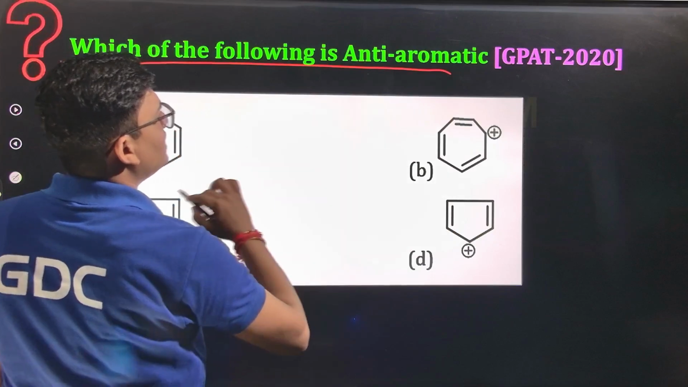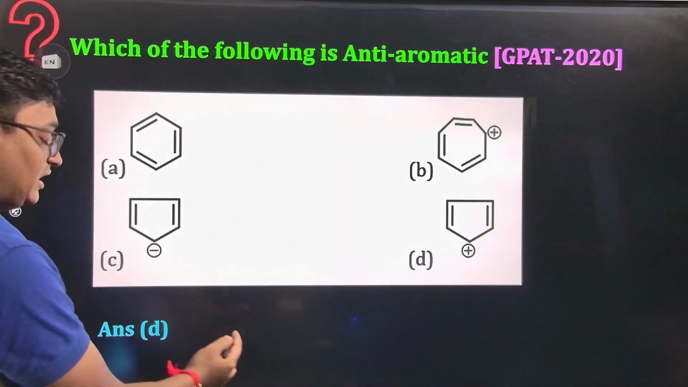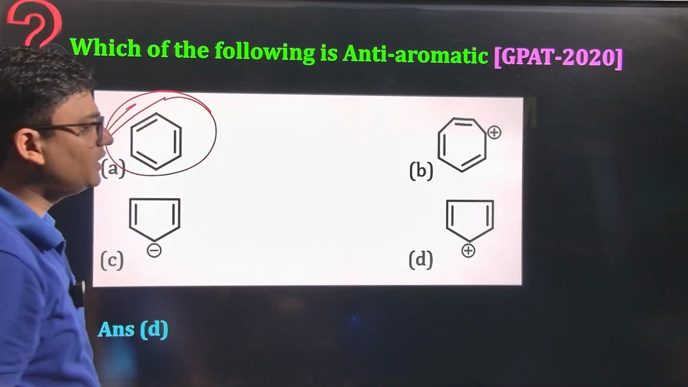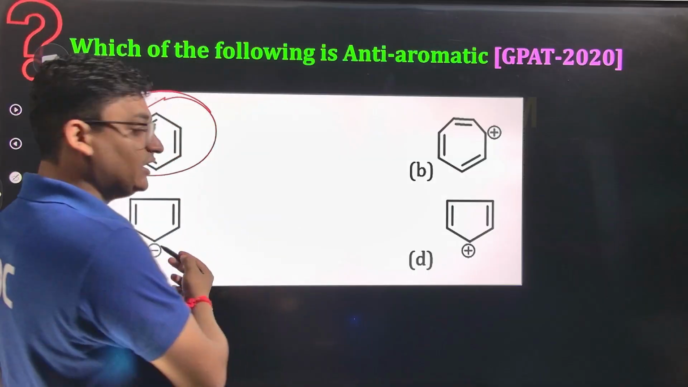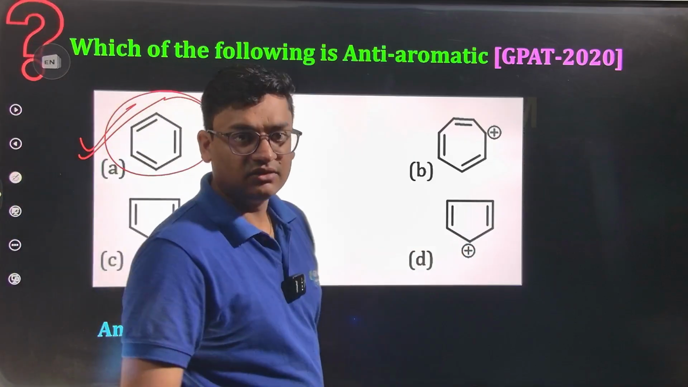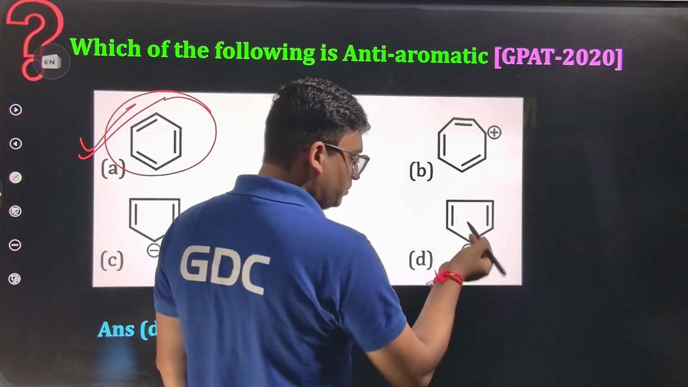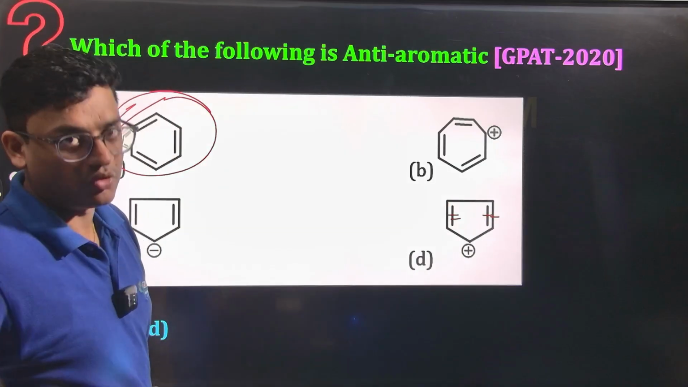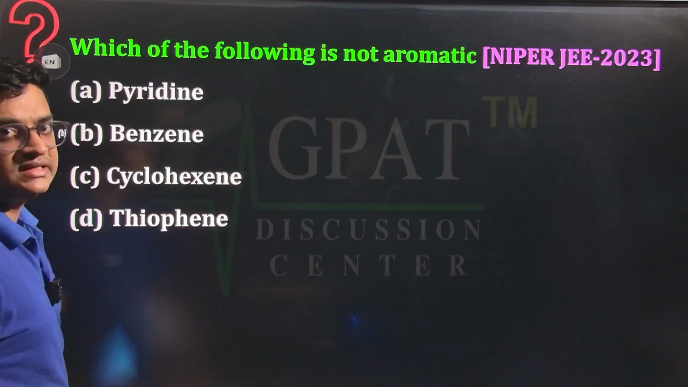Which of the following is anti-aromatic? What do you think? Which will be anti-aromatic? Oh my god, we have the answer here, but let's discuss. We are having benzene, aromatic; cycloheptatrienyl cation, an aromatic one; cyclopentadienyl anion, we have discussed, this is also aromatic. While this cyclopentadienyl cation has only 2 pairs of electrons in conjugation due to just 2 pi bonds, since the positive charge doesn't have any electrons in conjugation. So the cyclopentadienyl cation is anti-aromatic.